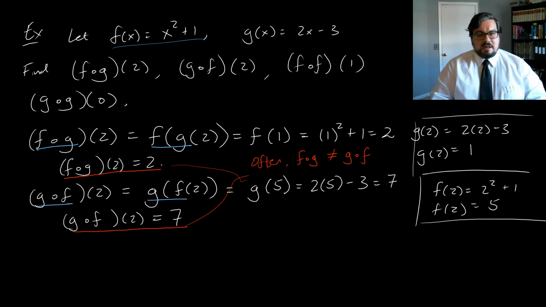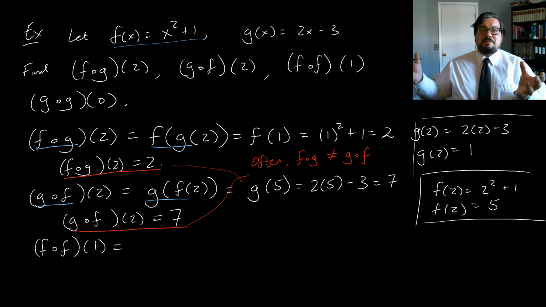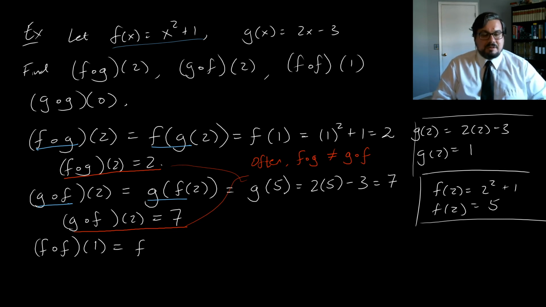All right, let's do the next. We can compose a function with itself. That's perfectly fine. That's like taking the output of a machine and wrapping it back on it and running it through the same machine one more time. So we can write this as f of f of 1.